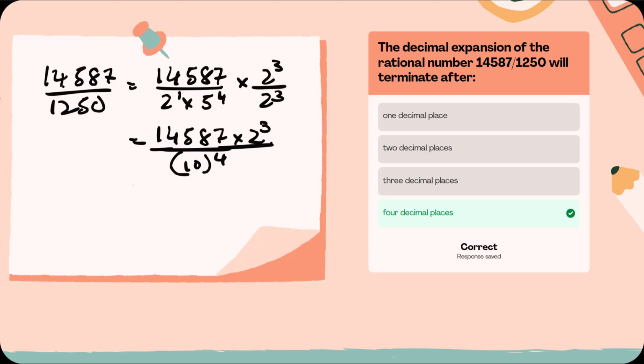What about the denominator? How many zeros are there? 4 zeros. If the denominator has 4 zeros, the decimal point will come after 4 places, right? So it will have 4 decimal places. That's all, as simple as that. You don't need to finally get the answer completely. From here itself, you can get the answer. So it'll be 4 decimal places.